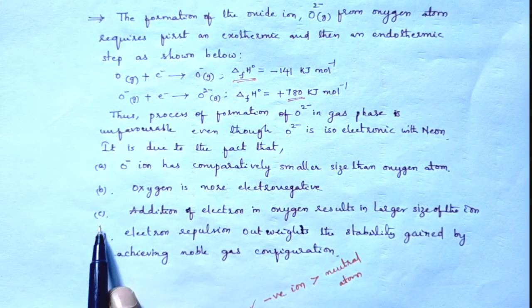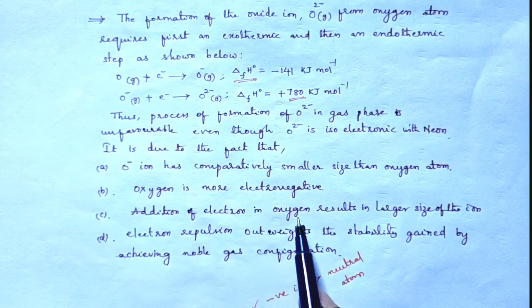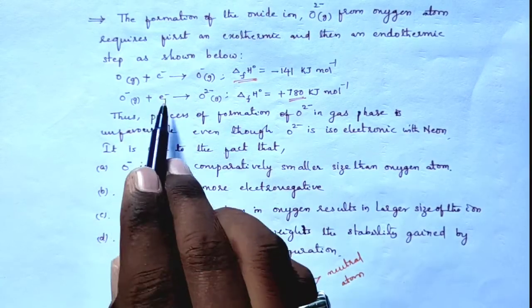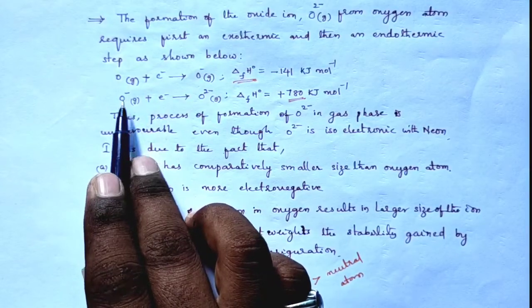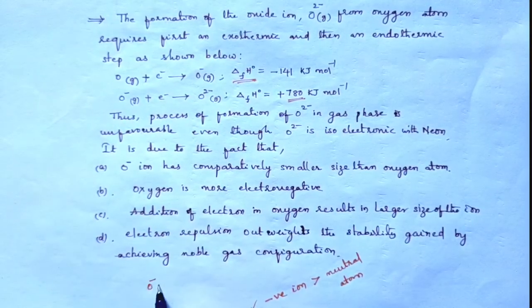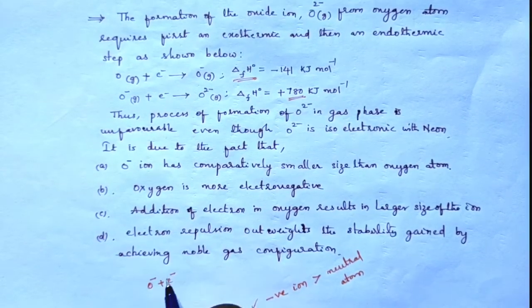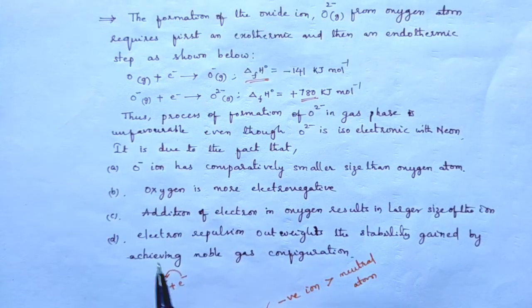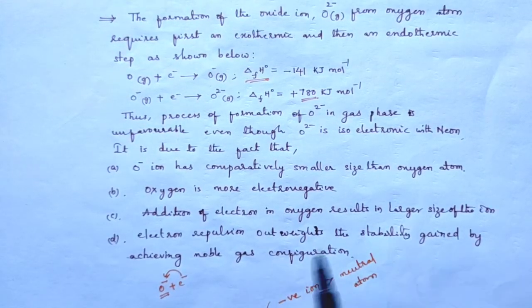Let us discuss option C. Addition of an electron in oxygen results in larger size of the ion. So if we add an electron to this O minus, this electron is going to be added to the same valence shell of this O minus. So there is no increase in the size, right? So even the third option is not correct.